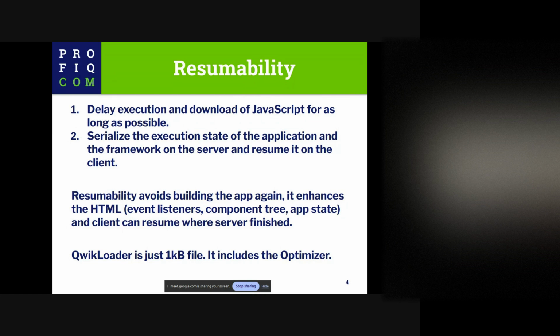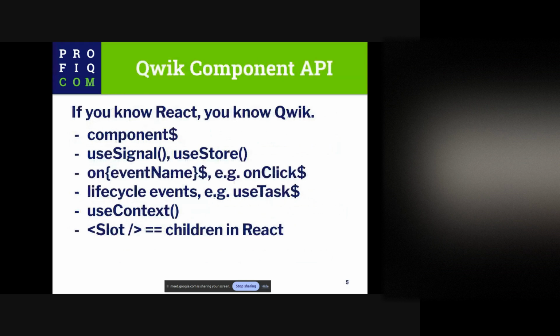And all the magic is done with one file. It's Qwik Loader. It's about 1 kilobyte of JavaScript, and it includes the optimizer, which is where all the magic is. The optimizer says how to split the JavaScript files, when to download which file, and how this all should work. So at the initial load, you need just 1 kilobyte of JavaScript for the Qwik application to work.